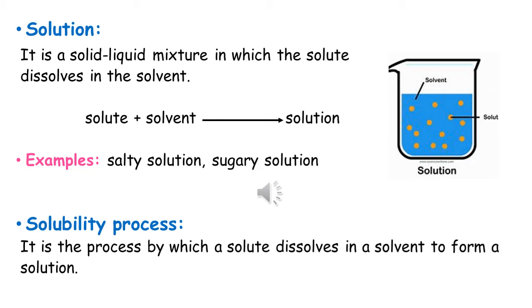Solution. A solution is a solid-liquid mixture in which the solute dissolves in the solvent. Any solution is made of solute and solvent. Here are some examples of solutions, such as salty solution and sugary solution. The solubility process is the process by which a solute dissolves in a solvent to form a solution.